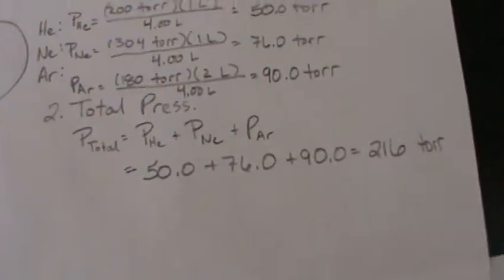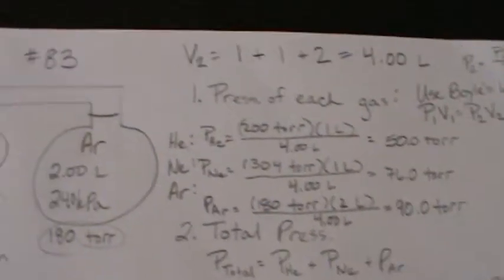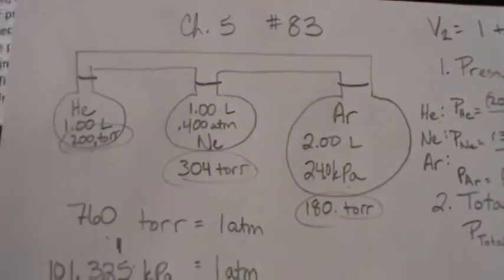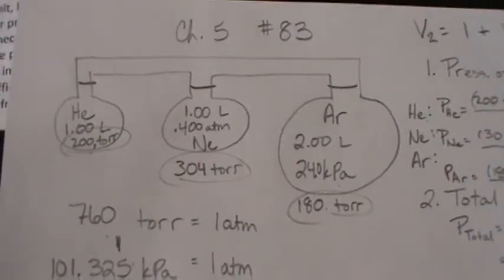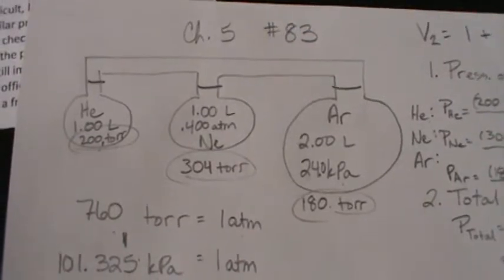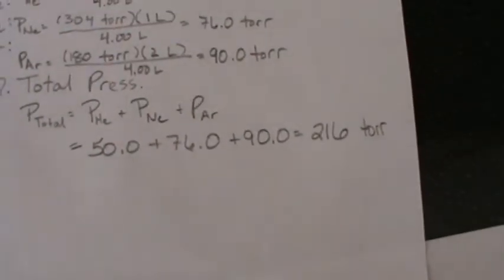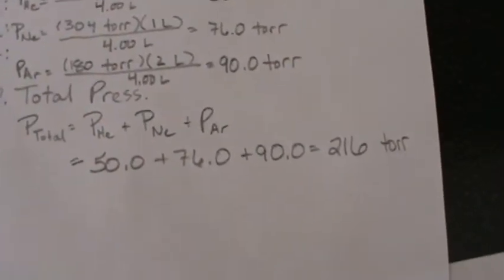Now I might want to ask myself, does this answer make sense? It's always a good idea to ask yourself. My initial pressures are 200 torr, 304 torr, and 180 torr. My final pressure really needs to be somewhere in the middle of all of those. It's 216 torr, which is sort of in the middle of all of those, and so I feel pretty good about that answer.